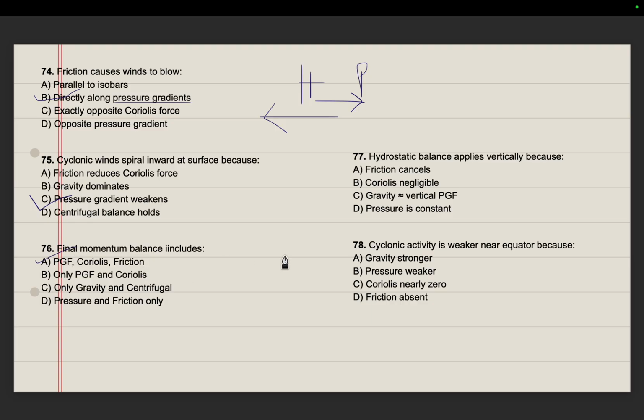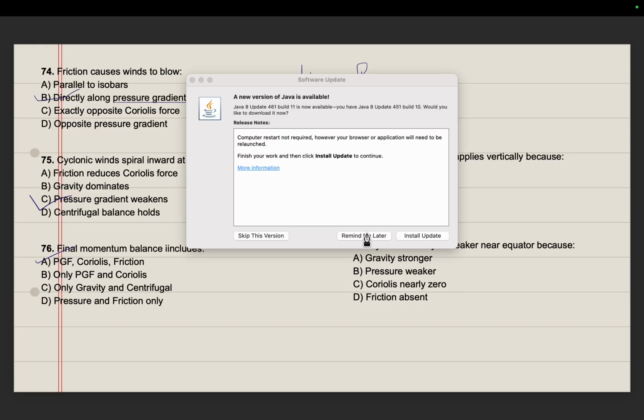Question 77. Hydrostatic balance applies vertically because friction cancels, Coriolis is negligible, gravity is comparable to the vertical pressure gradient force, and the pressure is constant. Hydrostatic balance is option C. Yes, gravitational force is equal to the vertical pressure gradient force.